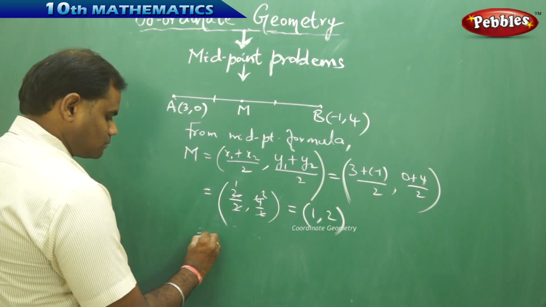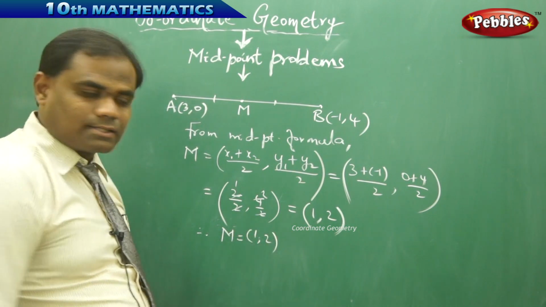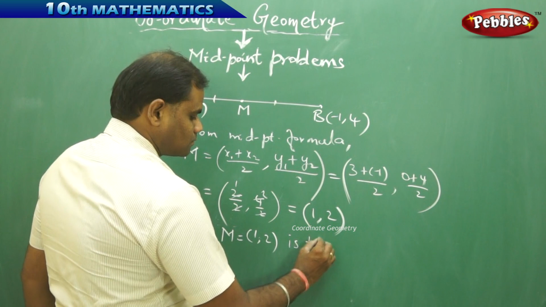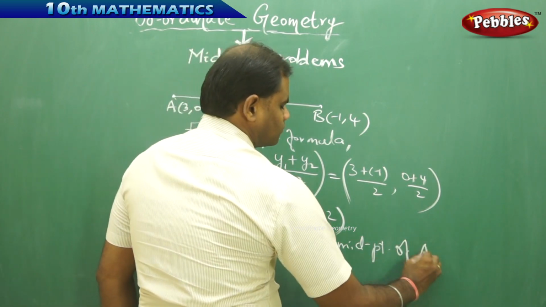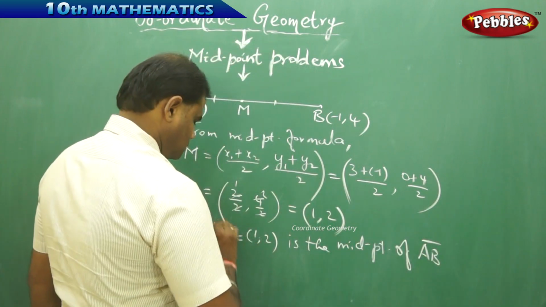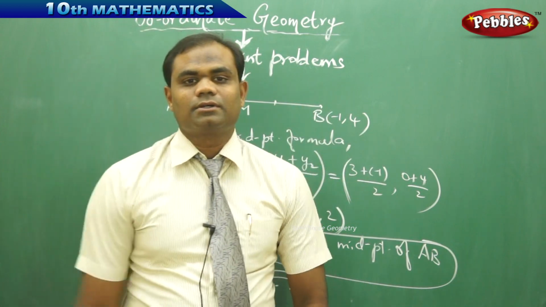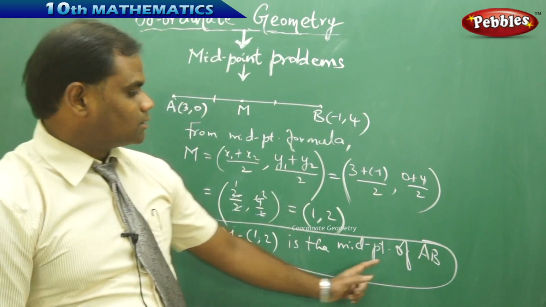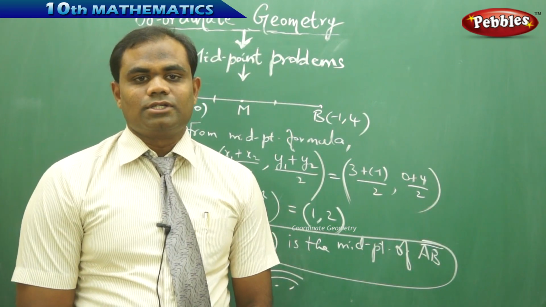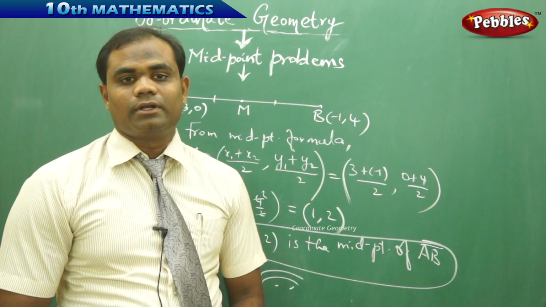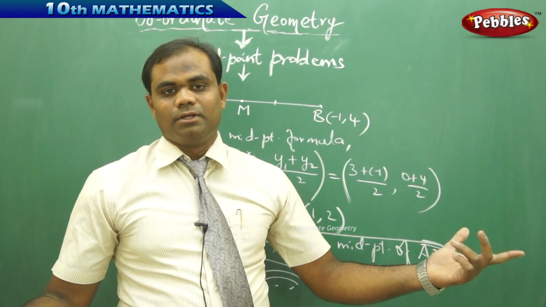Therefore, M equals (1, 2) is said to be the midpoint of AB. This is how I understand the midpoint concept. M is said to be the midpoint of the line AB. This is how we find it using the midpoint formula: the point which is equidistant from A and B on the line L.